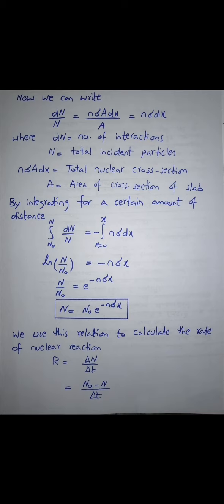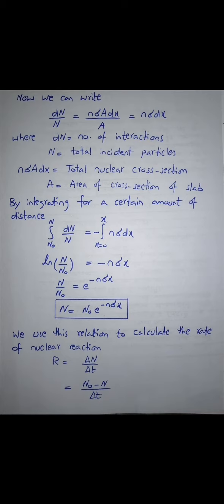And by taking exponential on both sides, we get n is equal to n naught e raised to power minus n sigma x. This is the required relation. This is the relation that tells us how the number of incident particles varies as they penetrate into the material medium. And we concluded from here that the resultant number of particles decreases exponentially. We conclude this from the exponential term, which is e raised to power minus n sigma x.